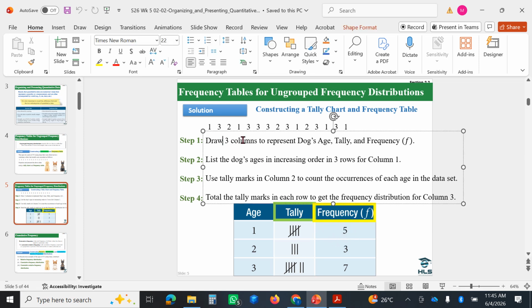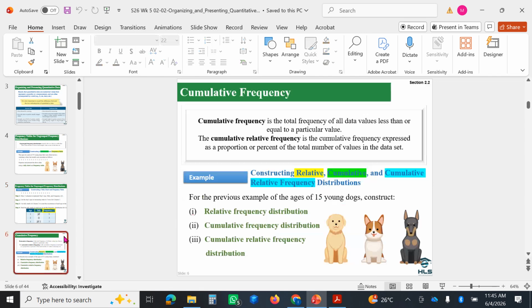So you draw the 3 columns, list the dogs' ages in increasing order, okay, tally marks, and then from the tally marks there, you get your frequency distribution right here, okay. Hopefully that's okay. Let me know if it's not.